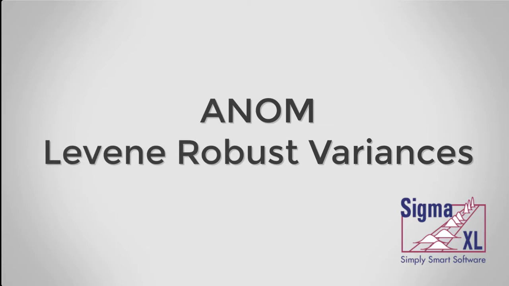The ANOM Levene Robust Variances chart is complementary to Levene's test for equal variance, and is also available as an option in the Levene's test dialog. Since it uses absolute deviations from the median, it is robust to the assumption of normality.